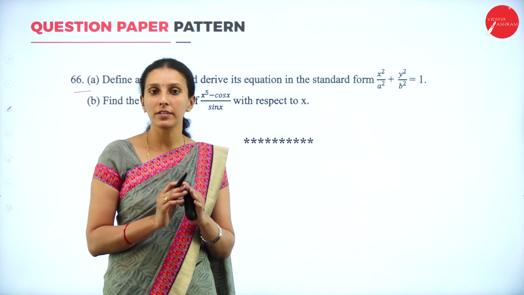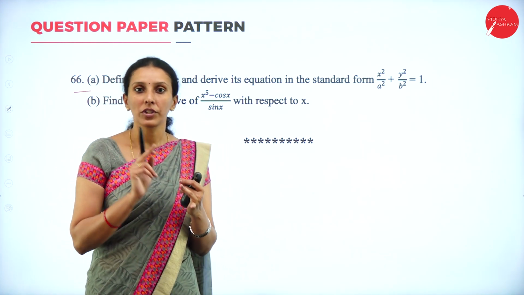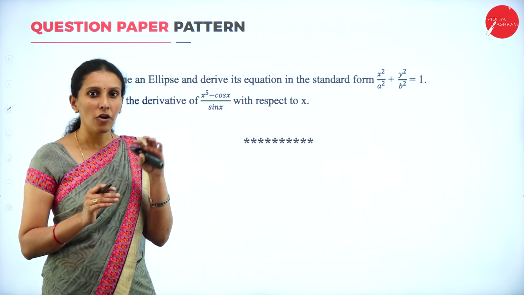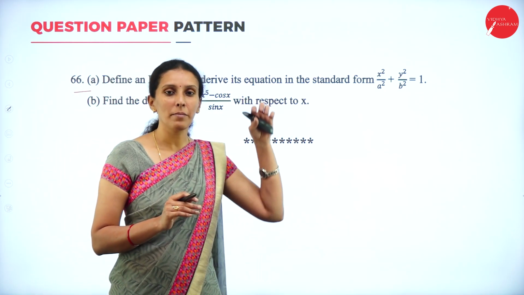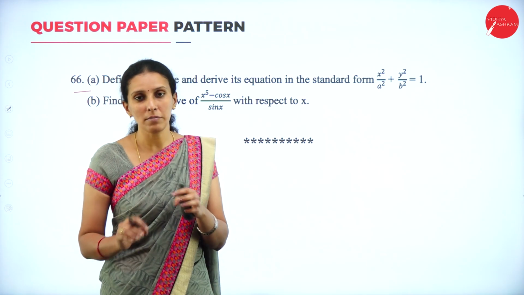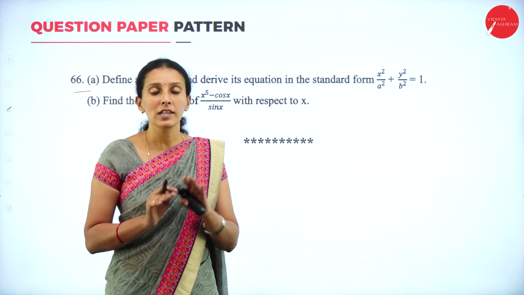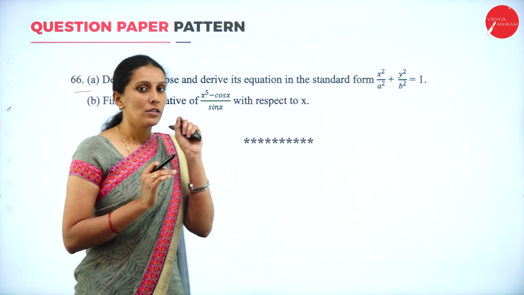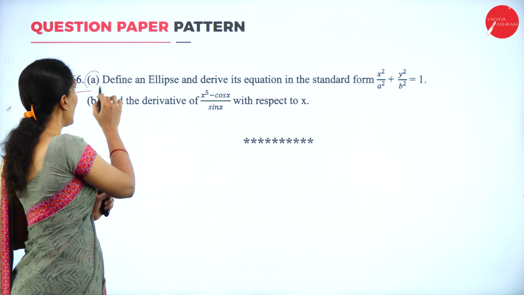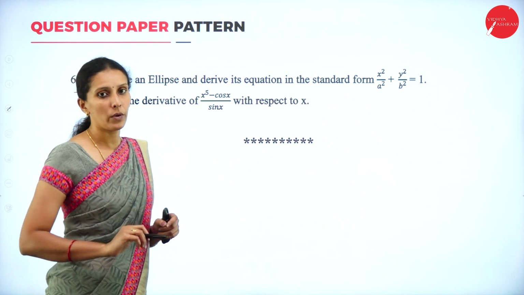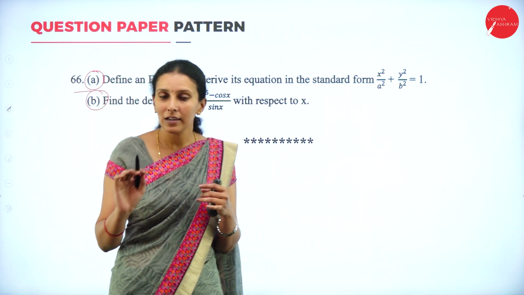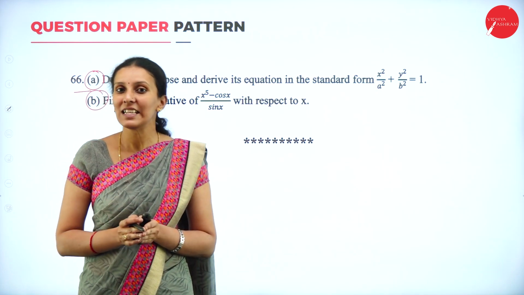That is, you are supposed to answer only question number 64, question number 65 or question number 66. So do not make the mistake of choosing question A from 64, question B from 65 or 66. You are supposed to answer one complete question, that is both sub-questions A and B from one question number. That is, you are supposed to answer only 64, or completely 65, or completely 66.